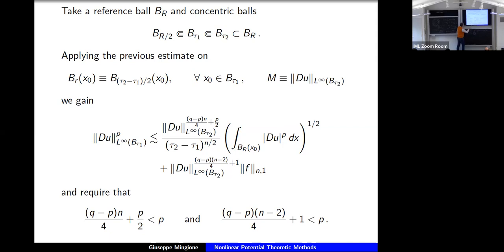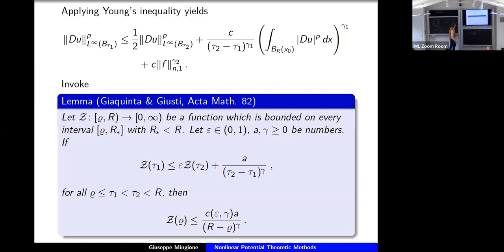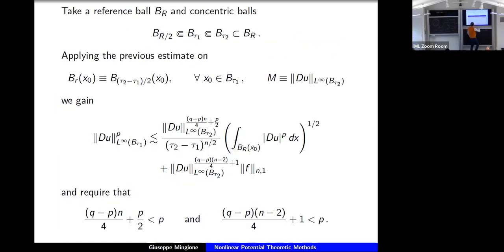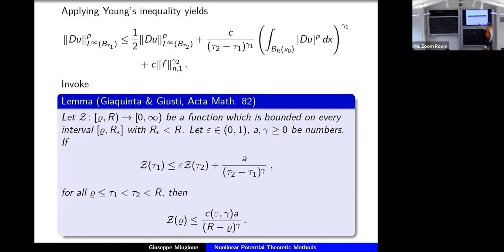And now you hope to reabsorb this, but you can do this if this power is strictly less than p. So you prescribe this. And now you apply this iteration lemma of Giaquinta and Giusti. And then you get this. Once you get this, you do Young's inequality, because this power is less than p, and this power is less than p, you get this.